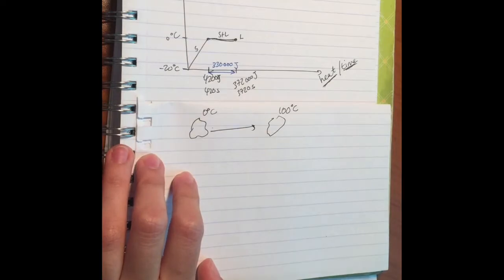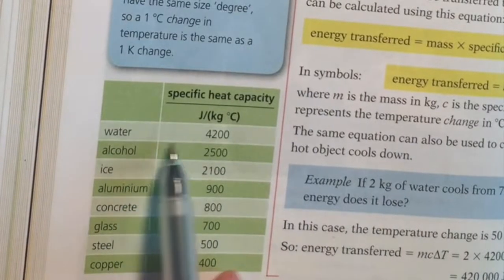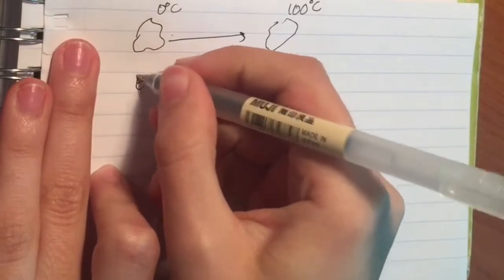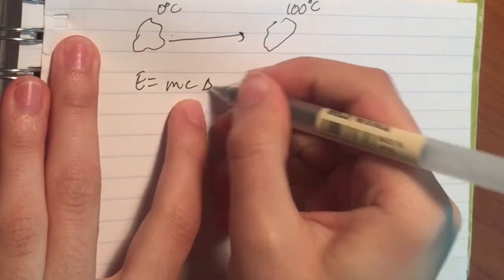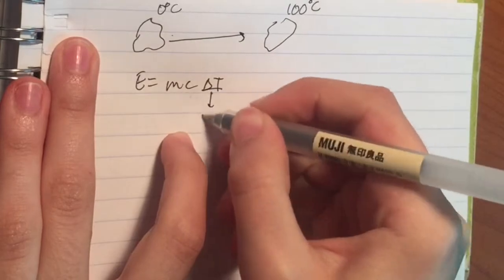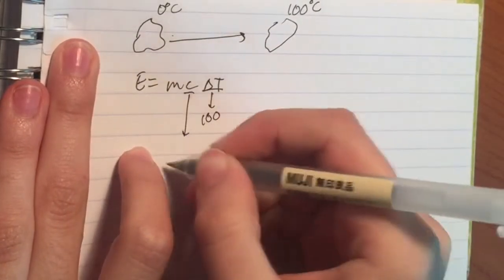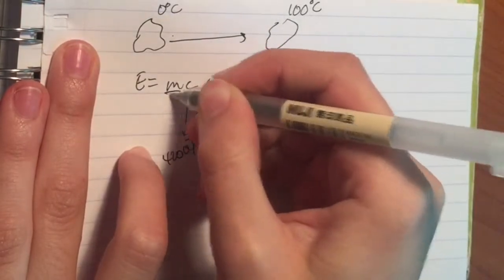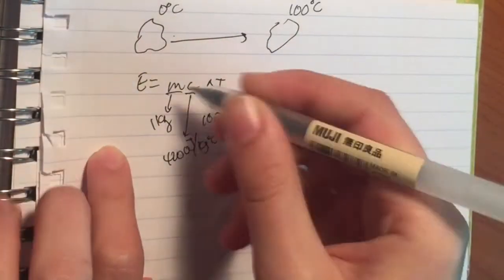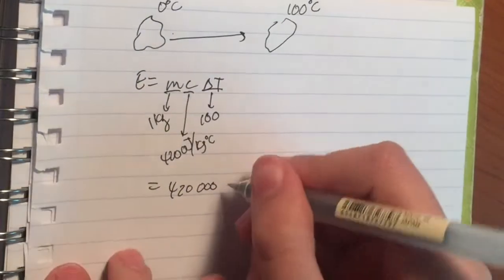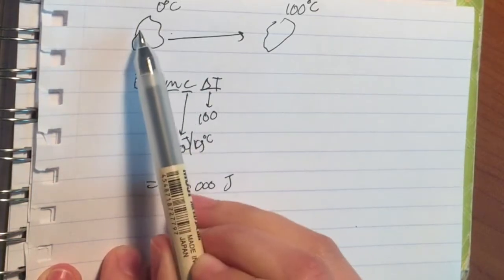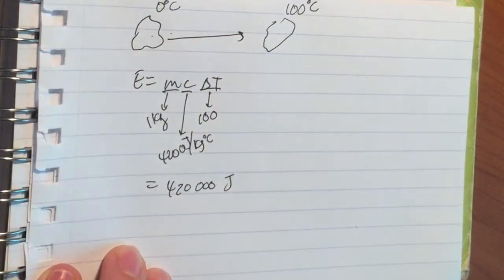Now we go back to the specific heat capacity of water. And the specific heat capacity of water is 4,200 joules per kilogram Celsius. What is the amount of energy that you need? MC delta T. Delta T now is 100. C is 4,200. Mass is again 1 kilogram. So you can calculate how much energy you need. So you need 420 kilojoules in order to heat up 1 kilogram of water from 0 Celsius to 100 Celsius.